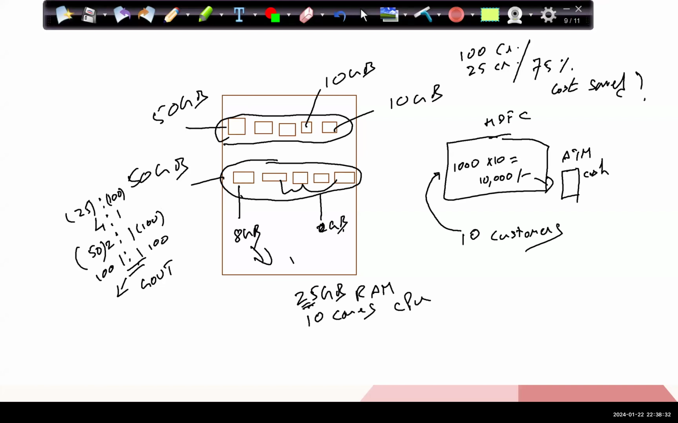The reason is the hypervisor is able to help you communicate with the hardware simultaneously. Now we are able to do this, so resource sharing has become easier for us. So now let's try and understand how this resource sharing happens.